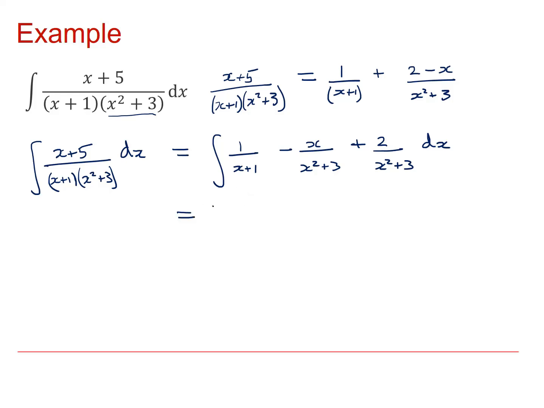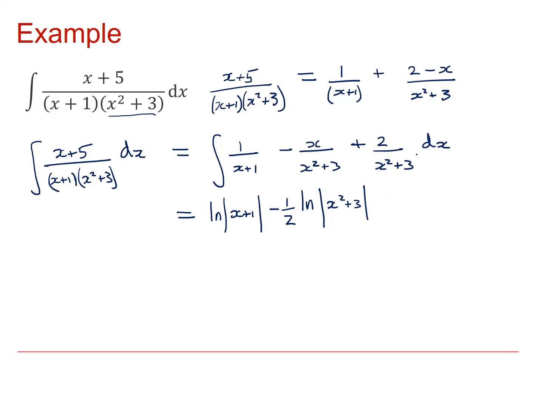Integrating the first bit, I'm going to get the log of mod x plus 1. This second one is also a log. If you look at the top line, it's essentially the derivative of the bottom. It's actually a half of the derivative of the bottom because the derivative of the bottom would be 2x. So I'm going to get minus a half log mod x squared plus 3.